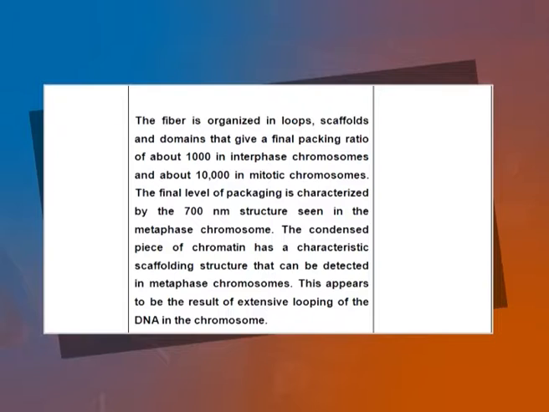The final level of packaging is characterized by the 700 nanometer structure seen in the metaphase chromosomes. The condensed piece of chromatin has a characteristic scaffolding structure that can be detected in metaphase chromosomes. This appears to be the result of extensive looping of the DNA in the chromosomes.